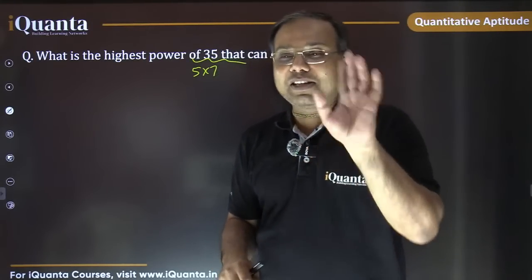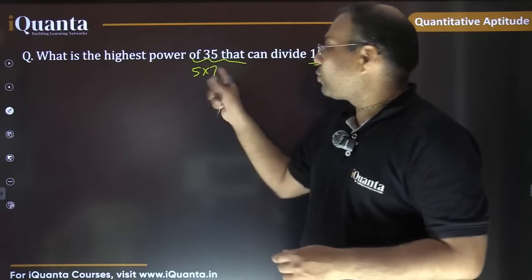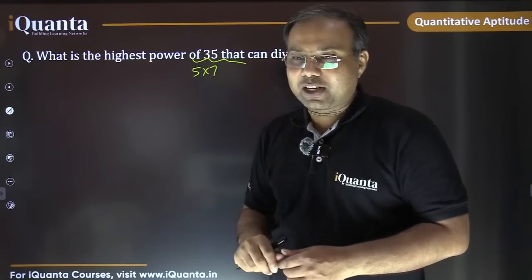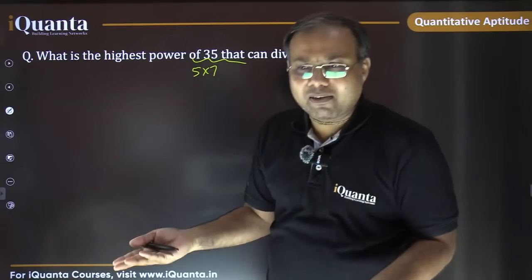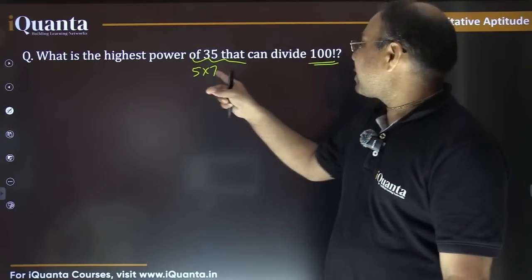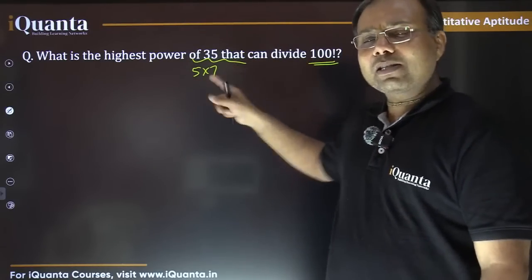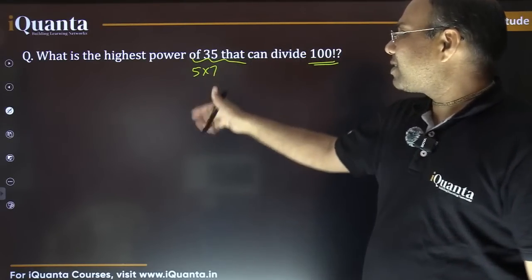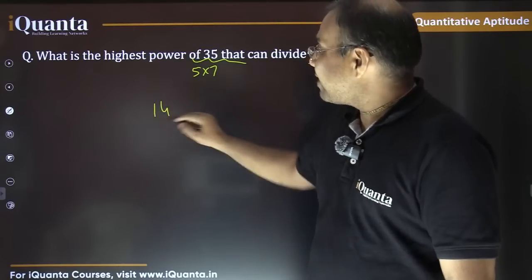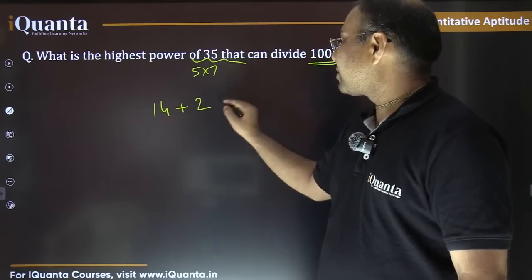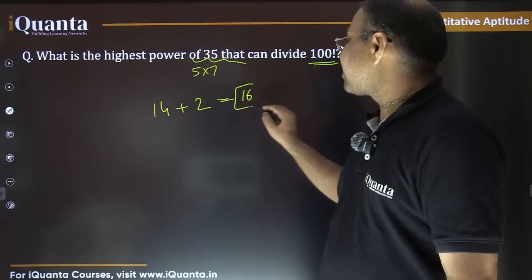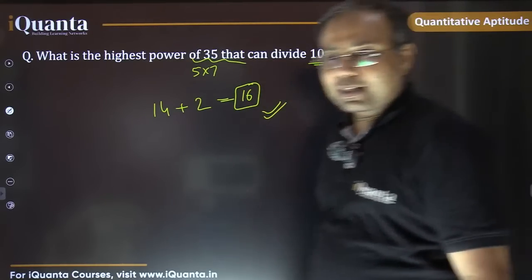So only 7 is sufficient. There is no need to check both of them. Only to check 7 is sufficient because 5 उससे ज्यादा ही मिलने वाला है, right? So just calculate the power of 7 available here. 100 factorial में 7 कितनी बार मिलेगा? Just divide it by 7. So 100 by 7 is 14. Now 14 divided by 7 is 2. That's it. So 16 is the right answer.